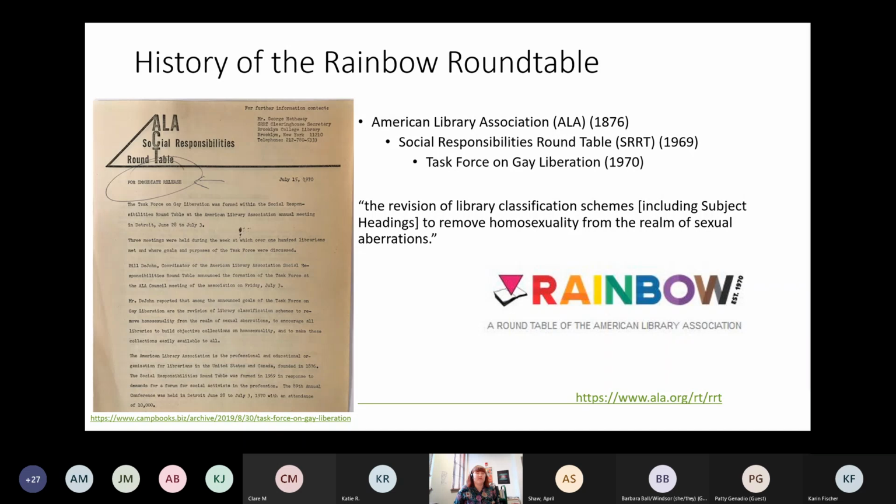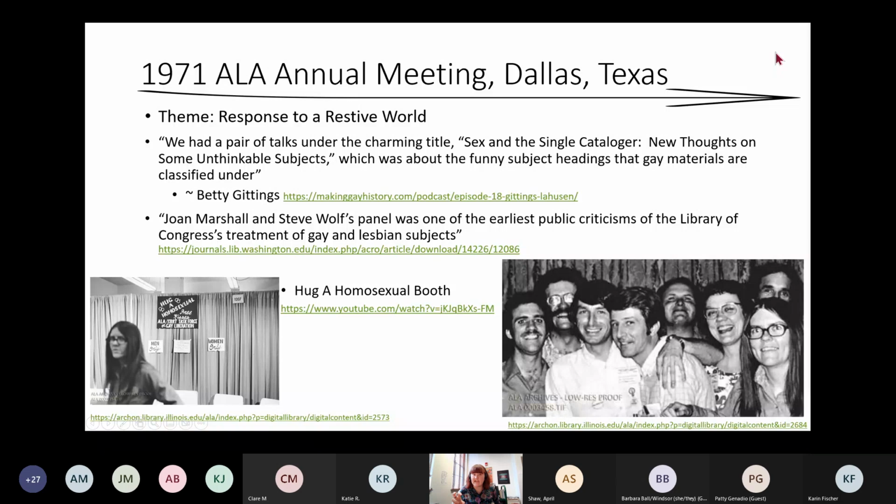So a little bit more on this task force. It comes into play at the 1971 ALA annual meeting in Dallas, Texas. There are a lot of really interesting resources and some primary materials around this meeting in particular, in the cataloging world and in the world of LGBTQ liberation. There were some really interesting events that occurred. The theme of the annual meeting was response to a restive world, which I thought was very interesting and awfully progressive.